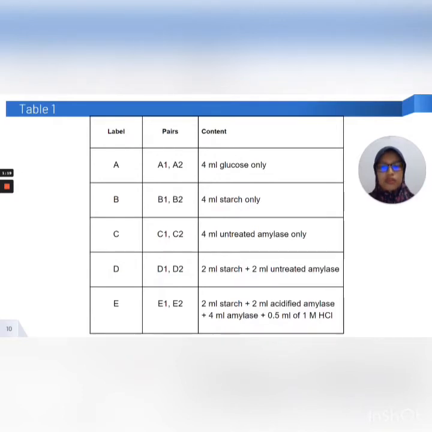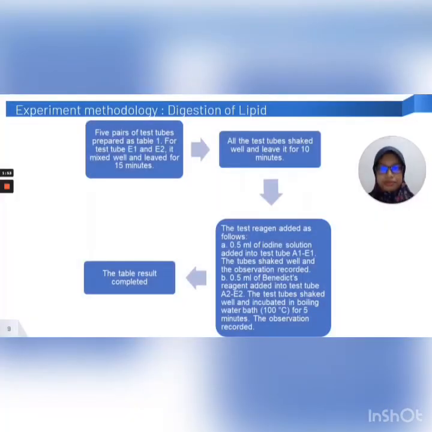For B1 and B2, 4 ml of starch were added. As for C1 and C2, 4 ml of untreated amylase were added, and for D1 and D2, 2 ml of starch and 2 ml of untreated amylase were added. And lastly, for test tubes E1 and E2, 2 ml of starch and 2 ml of acidified amylase, made from 4 ml of amylase and 0.5 ml of 1 molar HCl. E1 and E2 have to be mixed well and left for 15 minutes.